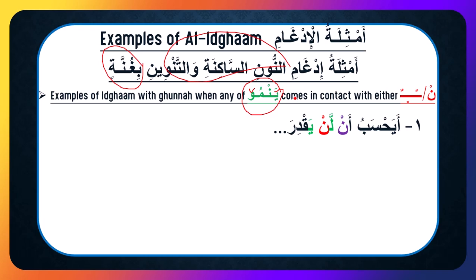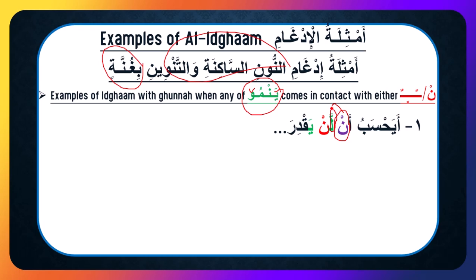And the first one we have here is أَيَحْسَبُ أَن لَّن يَقْدِرَ. If you look at this, we have two Nuun Saakinahs. The first one, Nuun Saakinah, and the next one that comes after it is a lam al-mushaddada, a lam that has shadda. But we know that lam is not a letter of idgham bi ghunnah. Rather, lam is a letter of idgham bi ghayri ghunnah. And that's why this was read Allah, Allah.